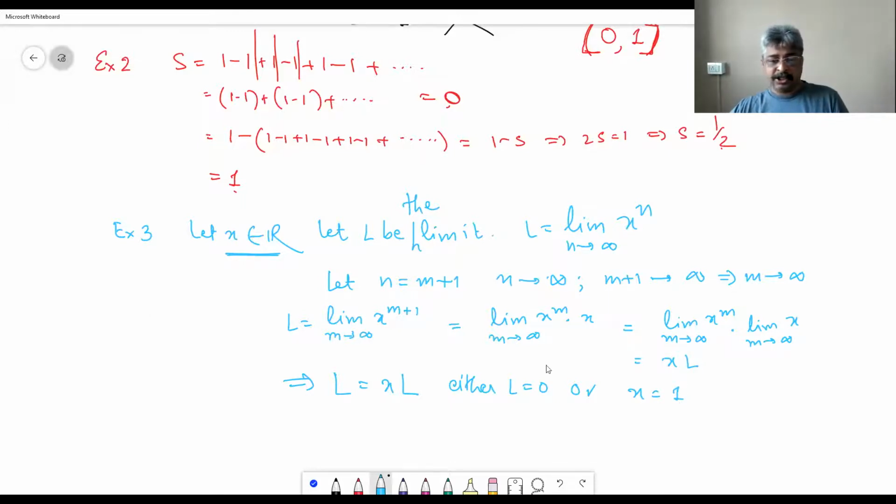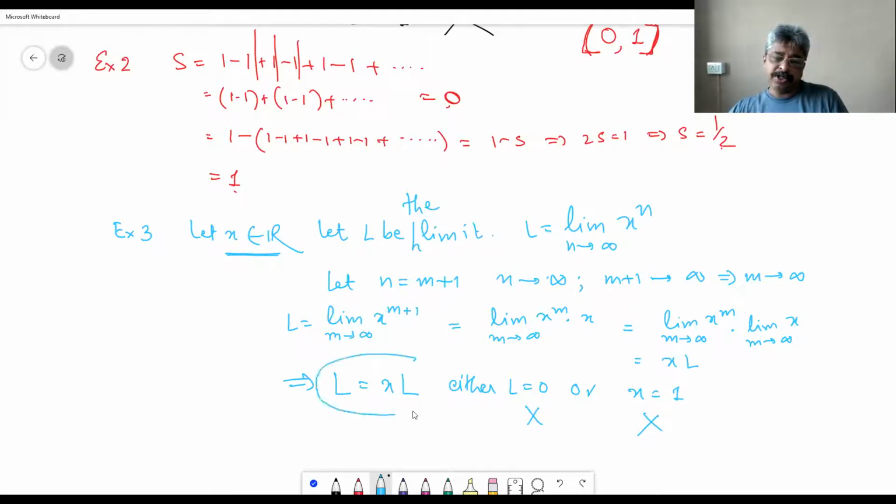You get a contradiction. X is a real number. And L is equal to 0 is also not true, because if you take x is equal to 2, it is divergent and it will never come to 0 as n tends to infinity. That is precisely what we did in example number 1. So both these statements are not true.